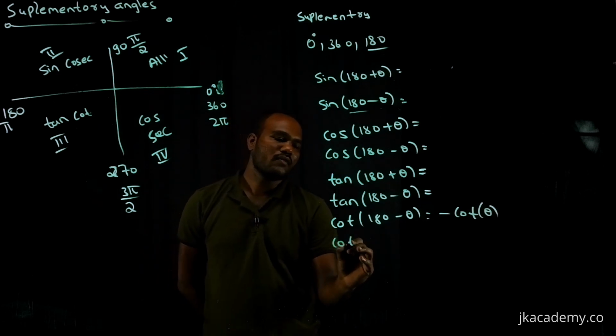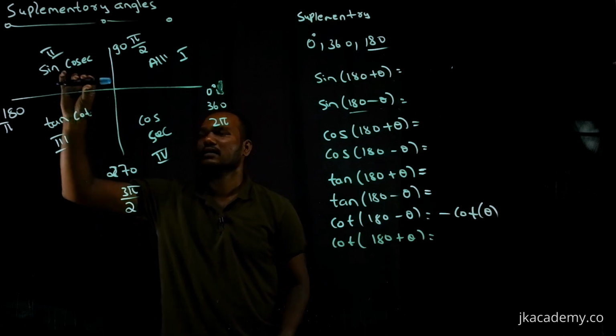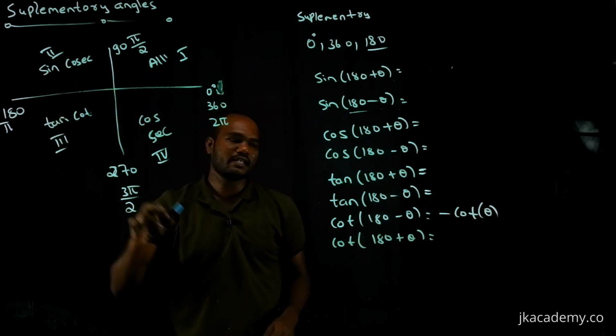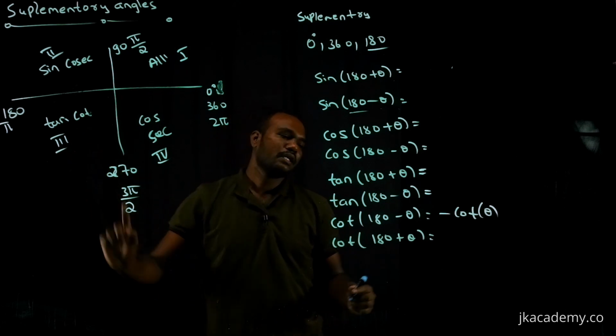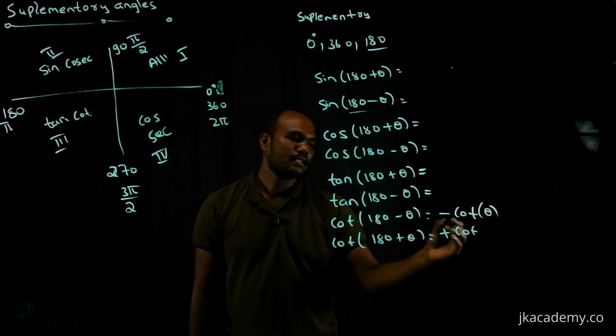Next, cot of 180 degree plus theta. Where is 180 degree? This is 180 degree. Plus means anti-clock direction. Which quadrant? Third quadrant. In the third quadrant, cot is positive. Yes, cot is positive. You have to take cot and there is a theta. Just take theta.